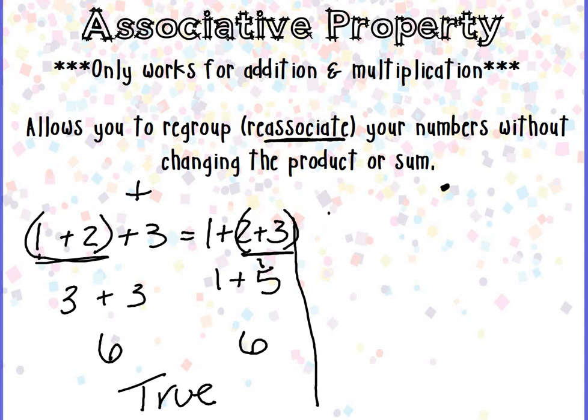Multiplication would be the same thing, so I'm going to do 1 times 2 times 3, and I'm going to group the 1 and the 2. And I would get 2 times 3, which would give me 6.